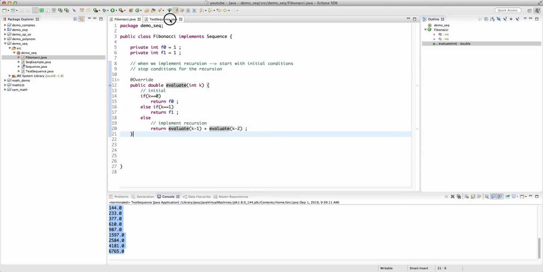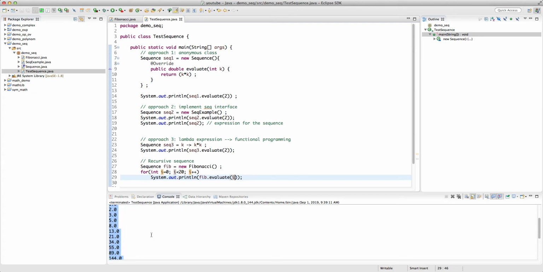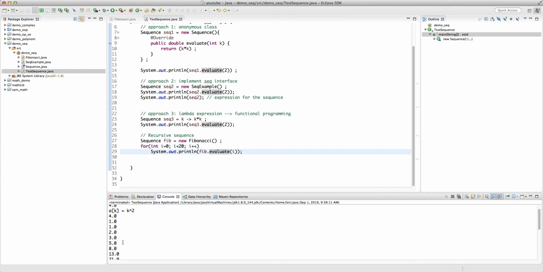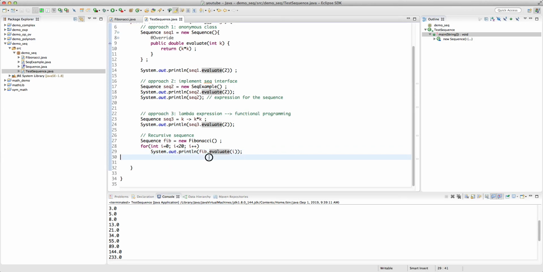So it's always recommended, if we have a closed form solution for the sequence, to implement a closed form solution. So here for the Fibonacci we have 1, 1, and then 2, 3, 5, 8, 13, 21. Now other sequences such as geometric, we can also implement that, but the question is, do I really need to create a class? Can I use a lambda? So lambda for recursive sequences.